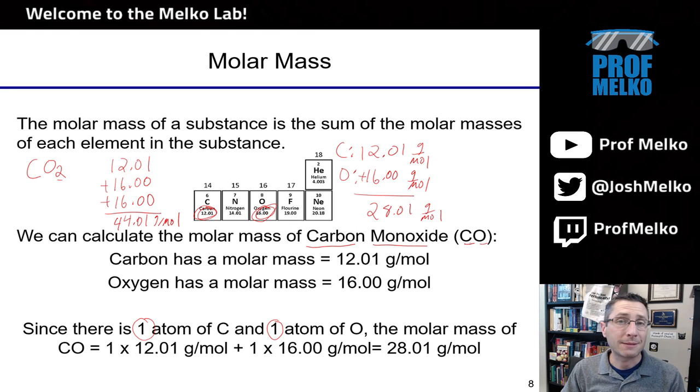So that's the whole concept of molar mass. To identify the molar mass of anything, you worry about the number of atoms of each element, go to the periodic table, find those atomic masses, and then add them up corresponding to the number of atoms of each. Here for CO2, it'd be 44. Here for just CO, it's 28.